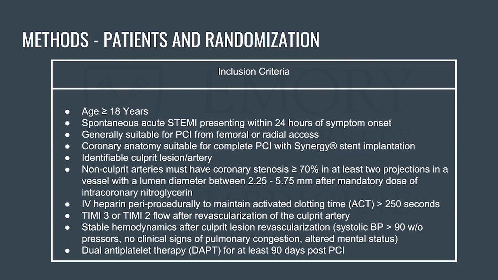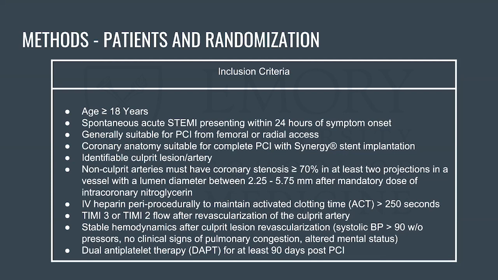They had to have a spontaneous acute STEMI presenting within 24 hours of symptom onset. These patients had to be suitable for a PCI from either the femoral or mostly the radial access, and their coronary artery distribution had to be suitable as well for the Synergy PCI stent implantation that the investigators chose for the PCIs. They had to be able to specifically identify with confidence what the culprit lesion was.